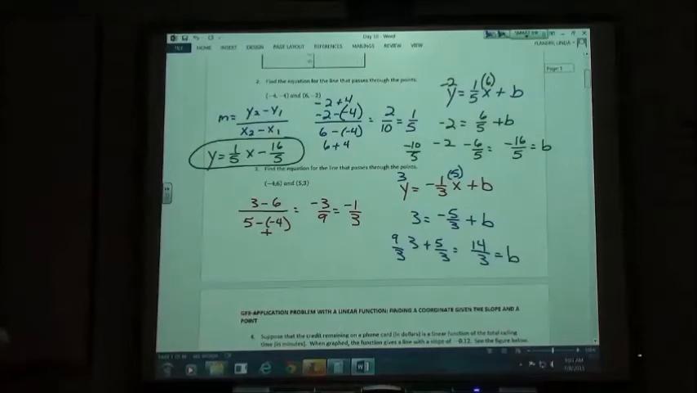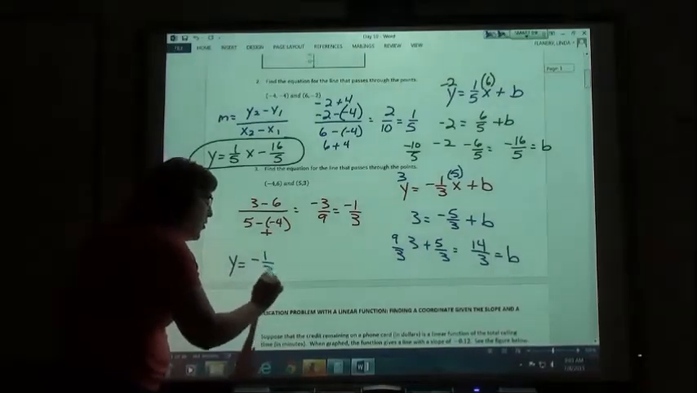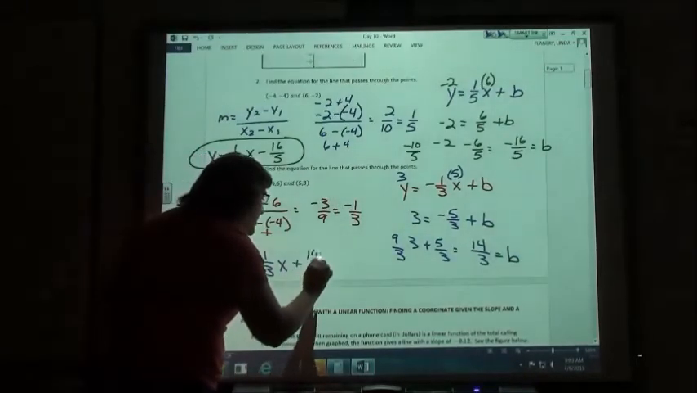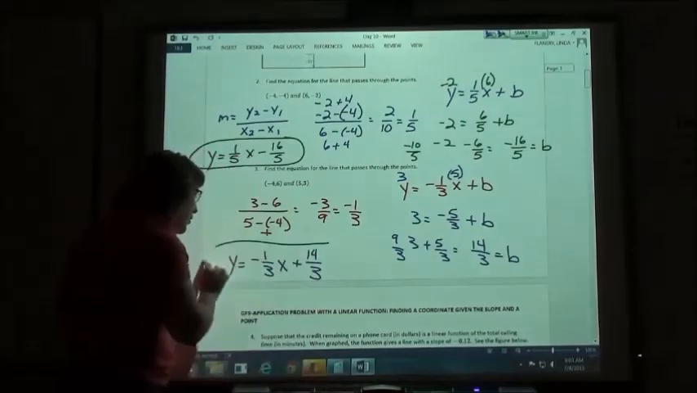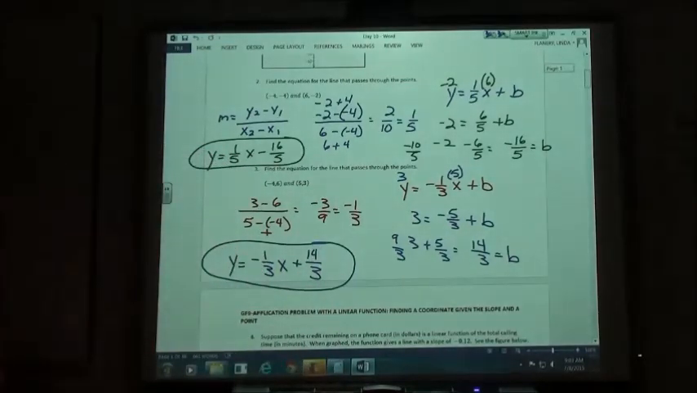And then I have to write the equation of my line. So y is going to equal negative 1/3 x, since my slope was negative 1/3, plus my y-intercept of 14/3. So y equals negative 1/3 x plus 14/3.